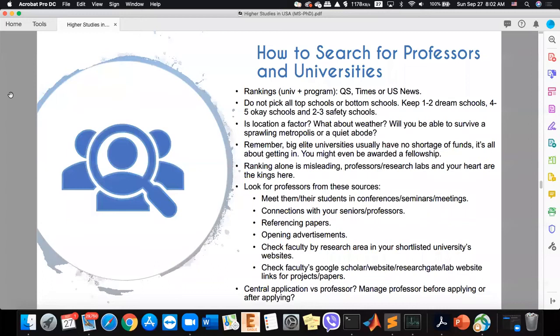And the most important thing again that comes, like for research, you have to learn how to Google, and the same goes here. You have to look for universities and professors. You have to learn how to Google.